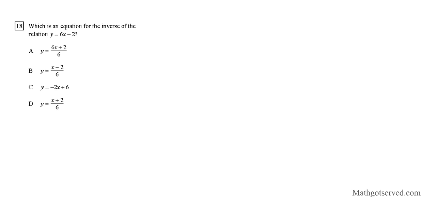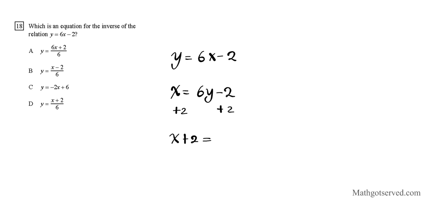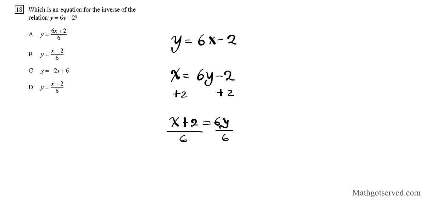Okay. Question 18. We have to find the inverse of y equals 6x minus 2. So I'm going to switch the x and y. x equals 6y minus 2. Well, let's get y by itself. You add 2 to both sides. x plus 2 equals 6y. And divide both sides by 6. So you're going to have y equals x plus 2 over 6.